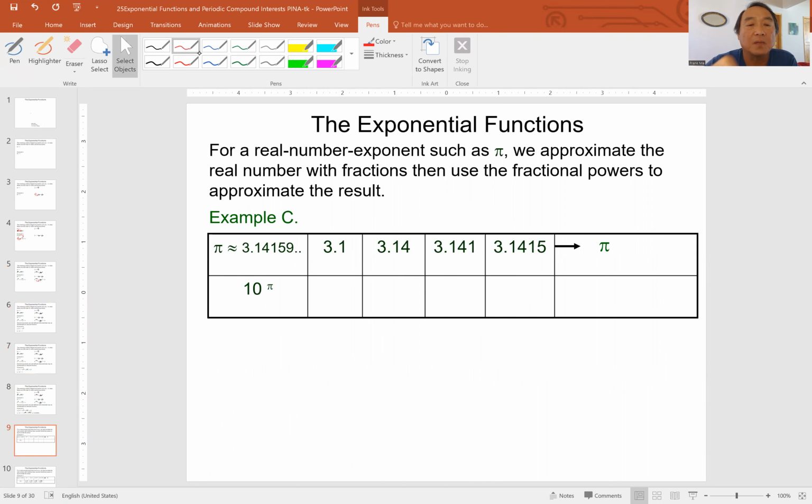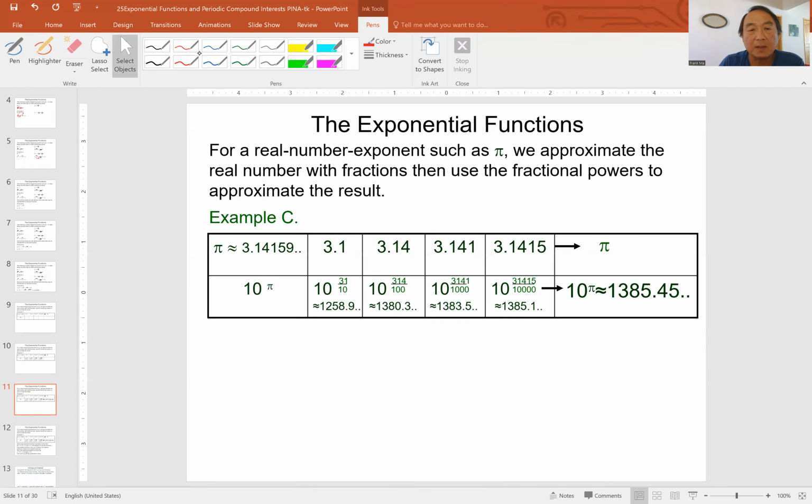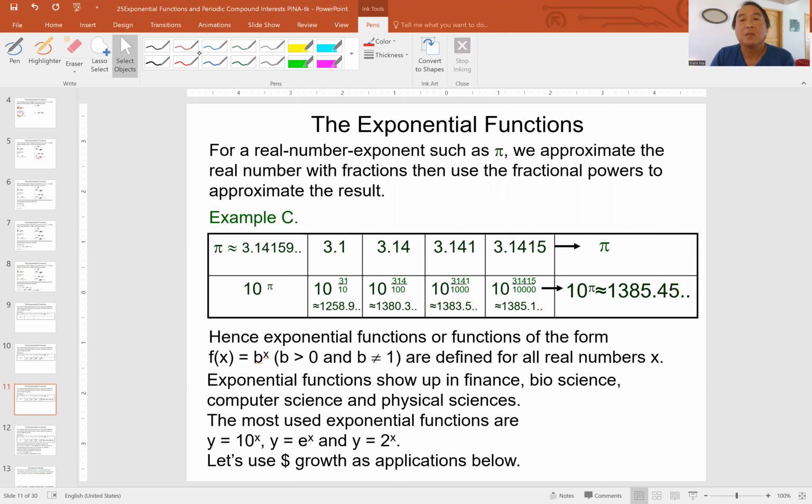Now, how about real numbers? Then, for instance, what's the meaning of 10 to the pi power? We approximate: we take the decimal of pi, 3.1, then we interpret that as 10 to the 31/10. Then we do approximately more and more detail. Then we wind up with a number that, as we call it in the limit, we define to be 10 to the pi.